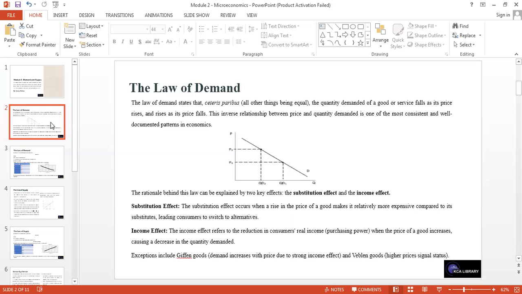falls. So when you want to buy a commodity and the price rises, if you are planning to buy maybe 10 matches, and you go to the market, and instead of buying 10, the price has increased, and you have to buy maybe 8, the law of demand has set in.